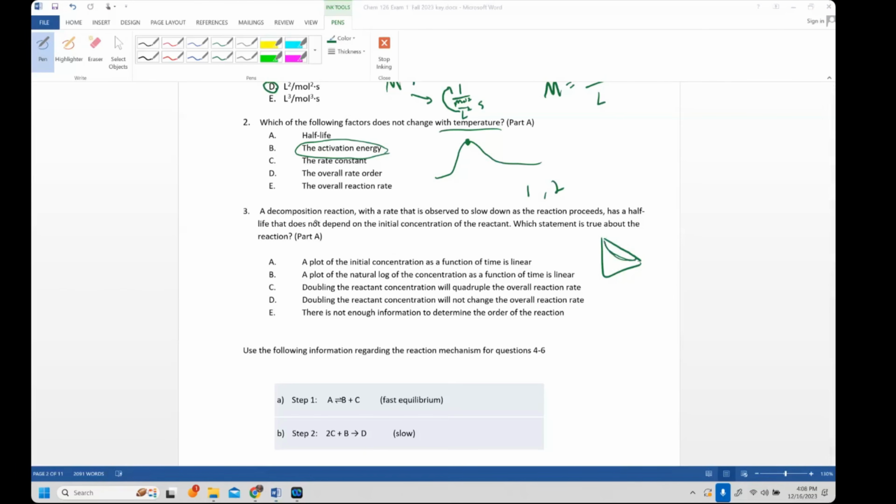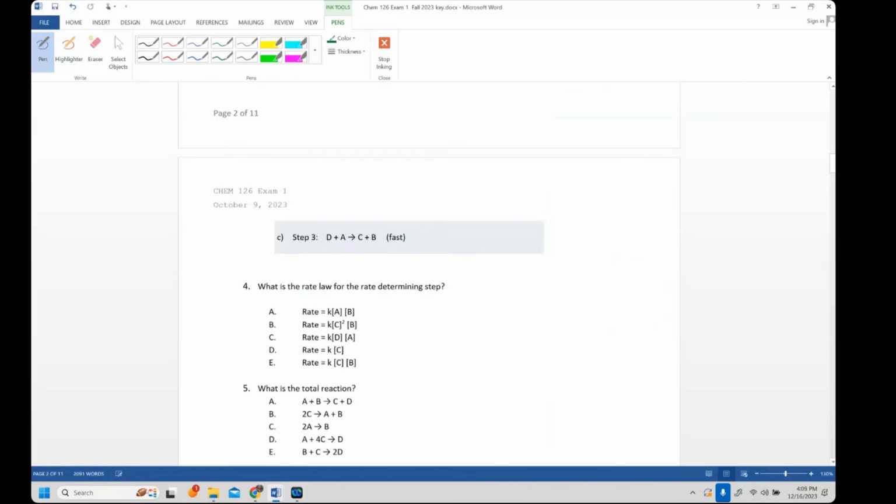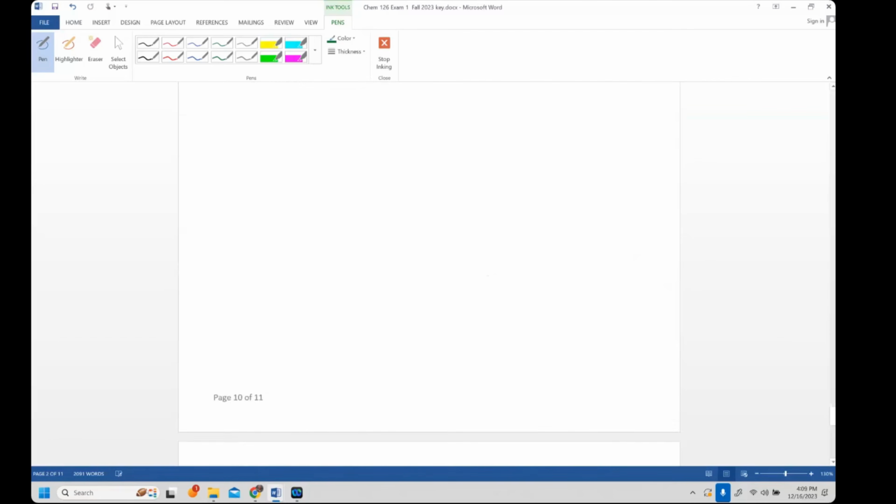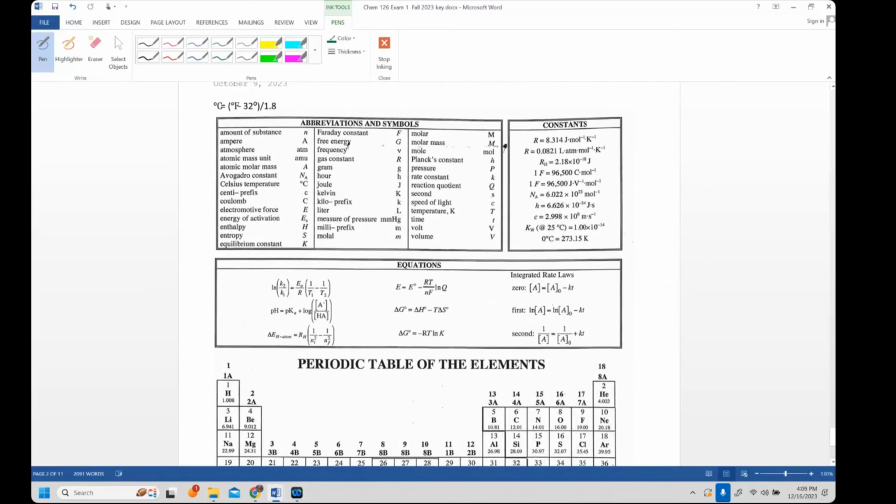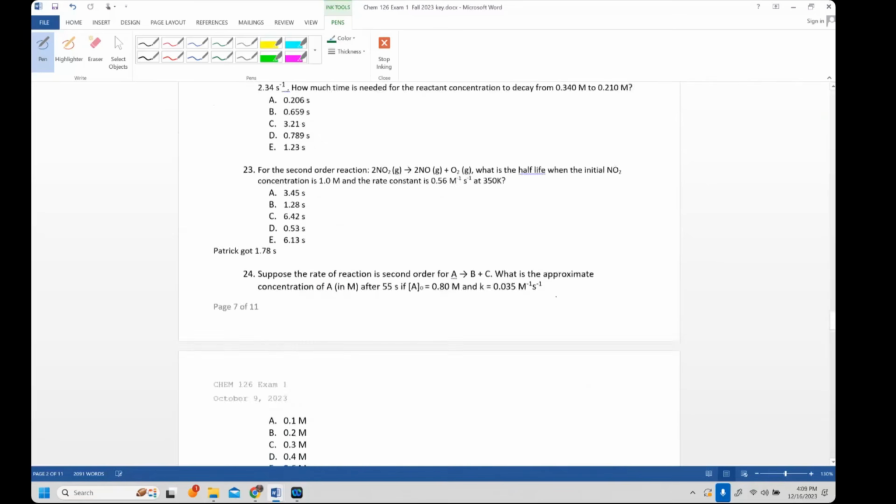And it has a half-life that does not depend on the initial concentration. I know my class knows this from first order, where the half-life t1/2 equals natural log of 2 over K, right? So there's no initial concentration here, meaning the half-life does not depend on initial concentration. So we know this is first order. This information is given to us on the exam, and it will be given on the final as well, because we see the integrated rate laws here, from which we can deduce that half-life formula.